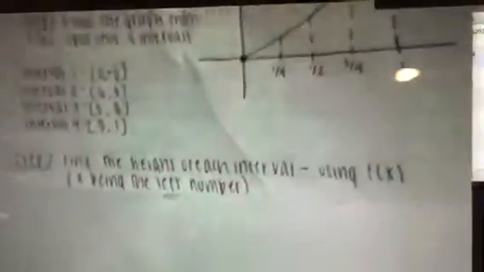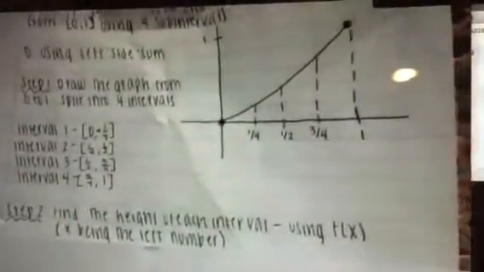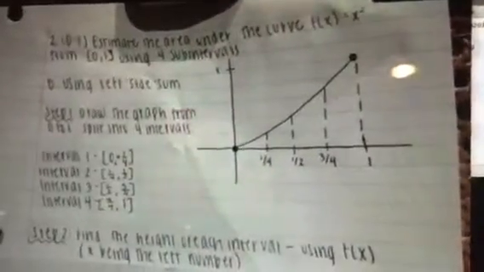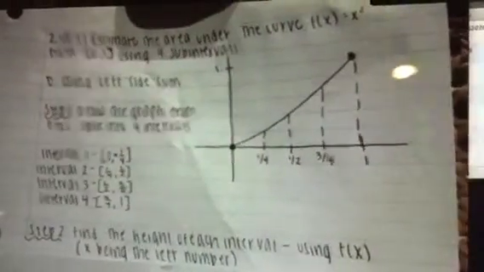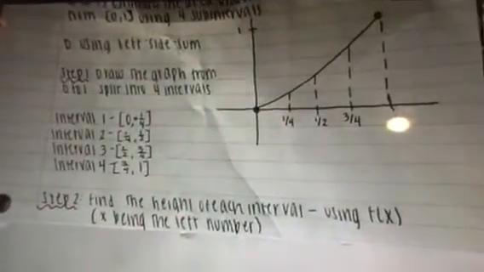Now we're going to bring it down and find the height of each interval, because the point of this is to draw rectangles under the graph in order to find the rough area of it. So we're finding the height of the subintervals using f of x. x in this case is going to be the left side of the subinterval, and we're going to plug that x into our function x squared.